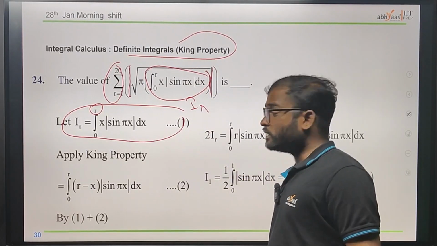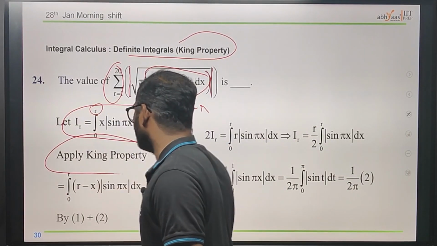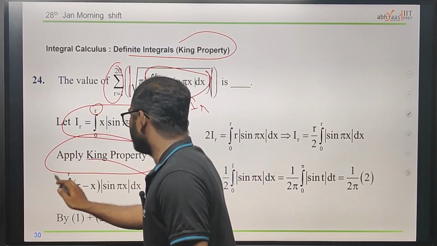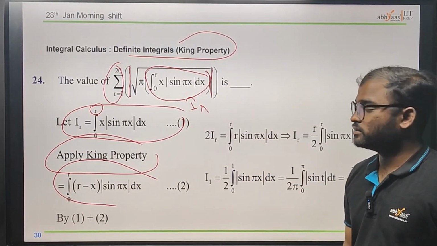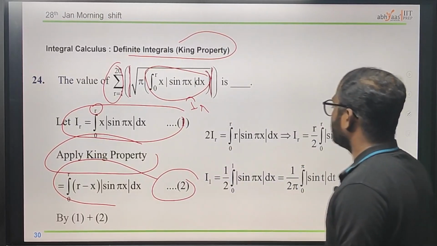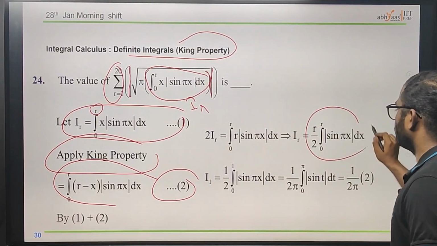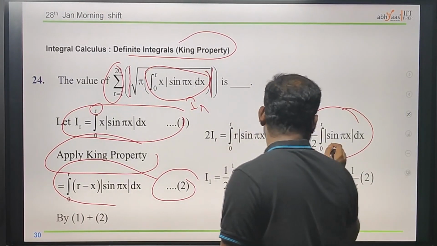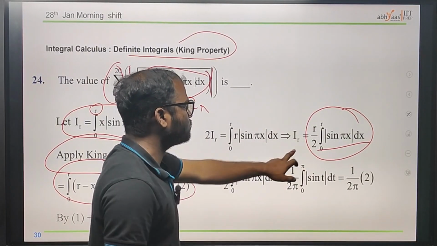Okay, just taking the IR, now applying the King's property again to this, and take it as r minus x, modulus of sin pi x. Now just by adding those two, using the King property, we will get this type of situation, r by 2, up to 0 to r, which is this one. Now IR becomes this term.